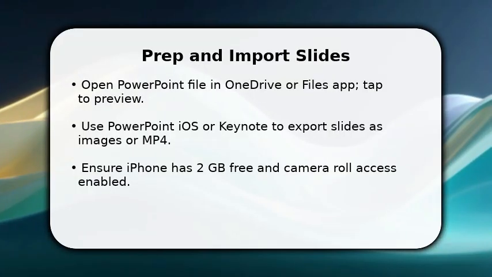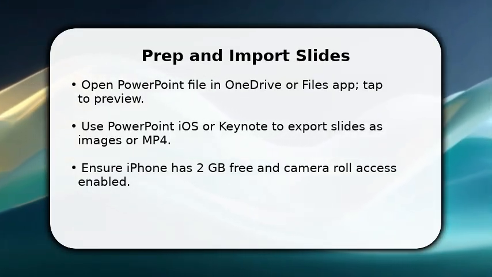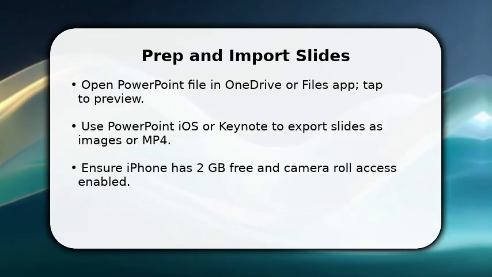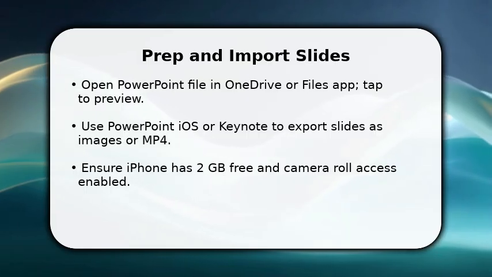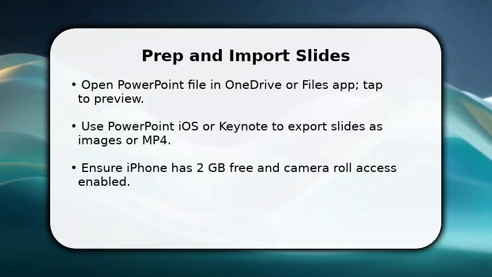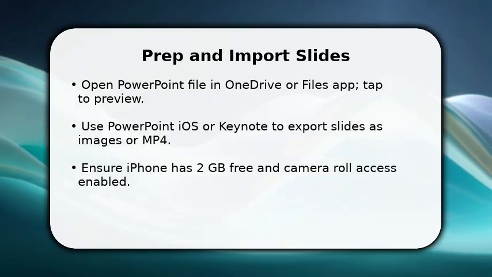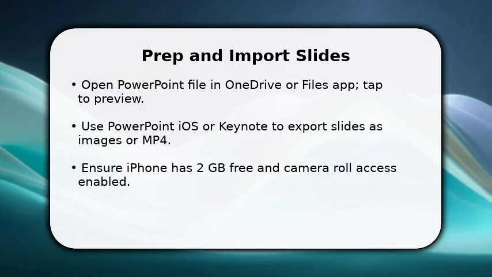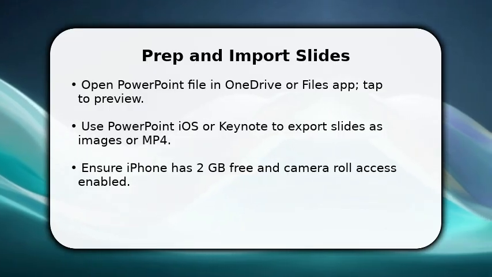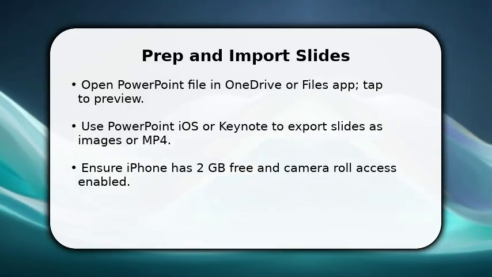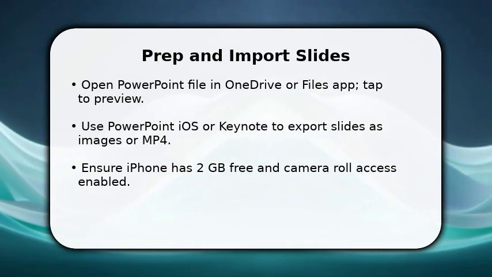You start by getting your slides onto the iPhone quickly. Open the presentation from OneDrive or Files, then choose PowerPoint iOS or Keynote to export slides as images or a basic MP4. This makes editing faster and preserves layout. Once done, import those images or the MP4 into iMovie or LumaFusion. Make sure the Photos app permission is allowed, and you have about 2 GB free for temporary files. This prevents crashes and speeds up rendering.